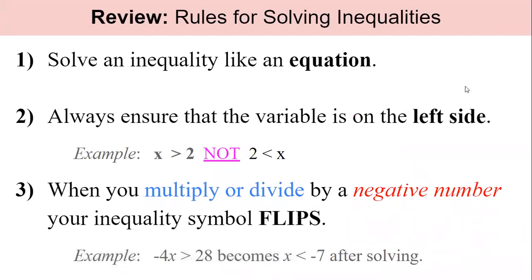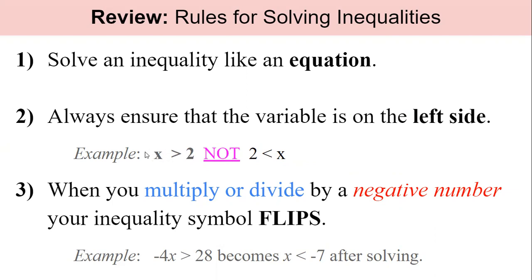So the three rules for solving inequalities: you solve it just like an equation. And what we mean by that is that you perform your inverse operations. Whatever you do to one side, you do to the other. You always have to ensure that your variable is on the left side, right? So if you have something like 2 less than x, keep in mind that the mouth is open to x. So when you flip it over, it should read the same. So the mouth stays open. So it's x is greater than 2, okay? It's very important. Otherwise, you won't be able to read your solution in a way that will help you understand what numbers x could be.